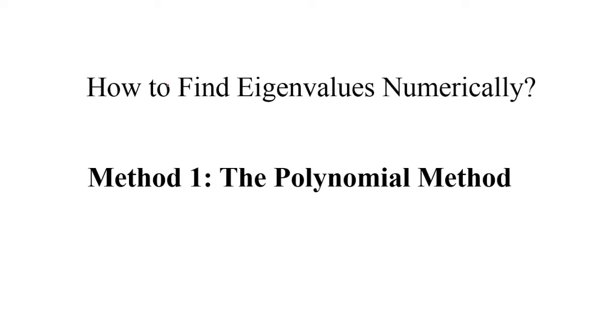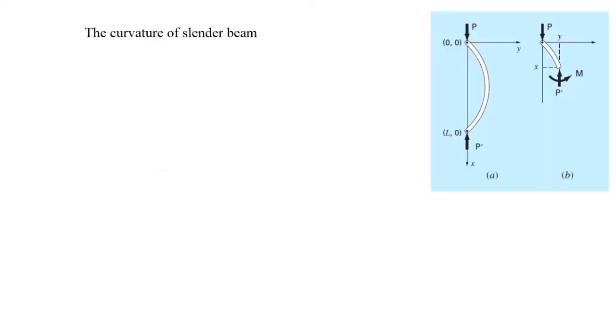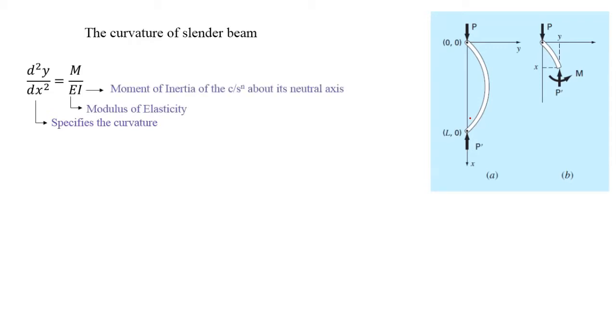Now in order to understand the polynomial method, we will consider a problem of a slender beam which is subjected to some compressive load P. Once this load P exceeds some critical value, the beam will take this kind of shape, and this phenomenon is called buckling of beam. The equation which governs this phenomenon is written here, where on the left hand side we have d square y by dx square, which specifies the curvature of the beam. Here E is the modulus of elasticity, I is the moment of inertia of the cross section about its neutral axis, and M is the bending moment.